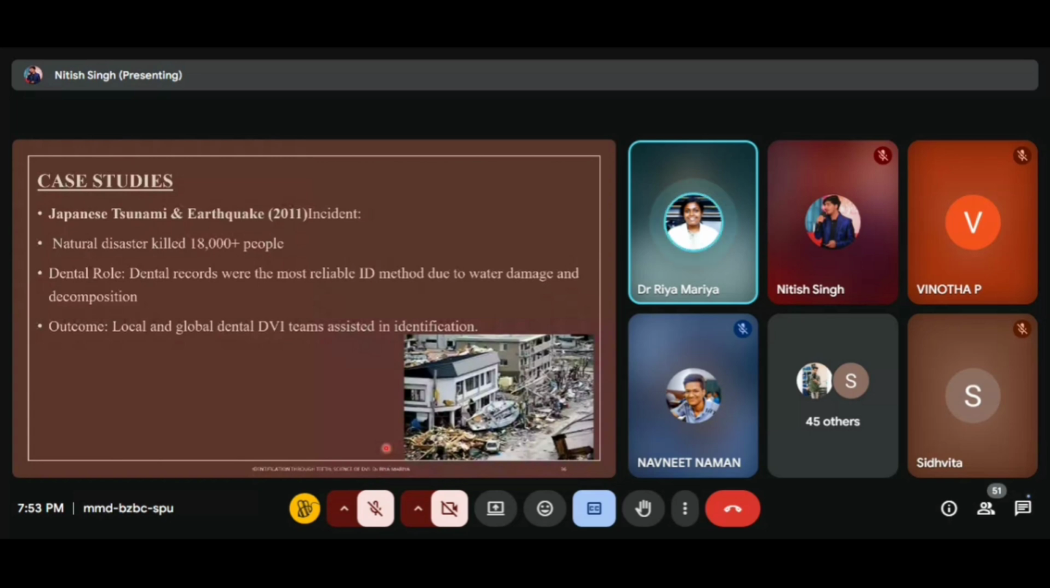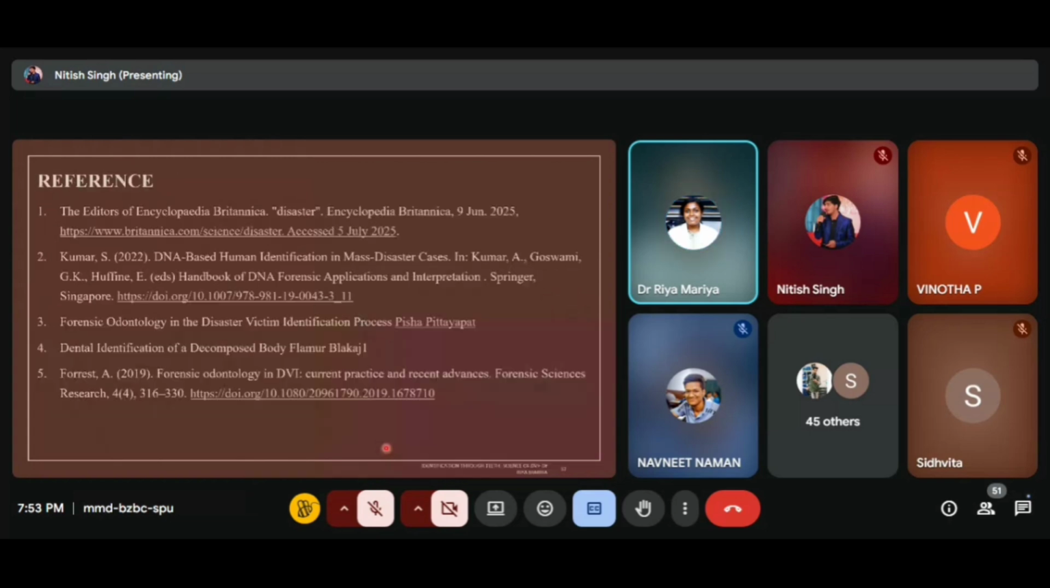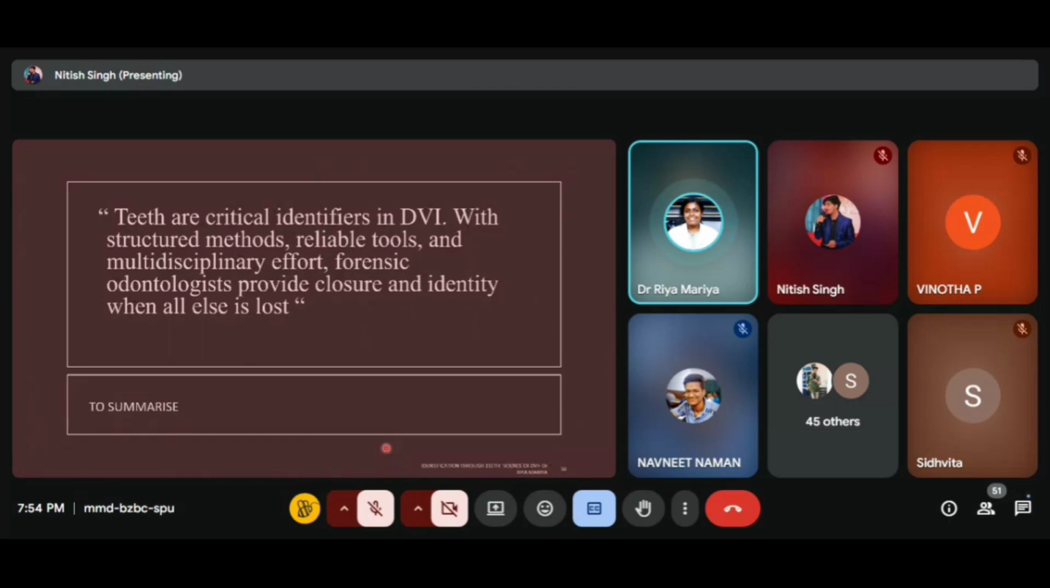Okay. For summarizing, we can say that teeth are critical identifiers in TVI. So, with structured methods and reliable tools and multidisciplinary effort, forensic odontologists provide closure and identity when all else is lost.